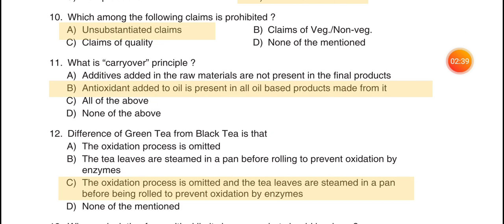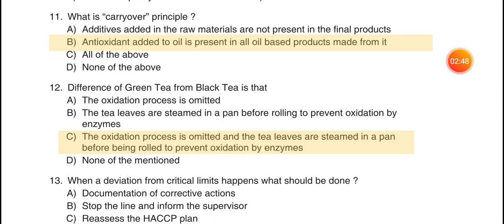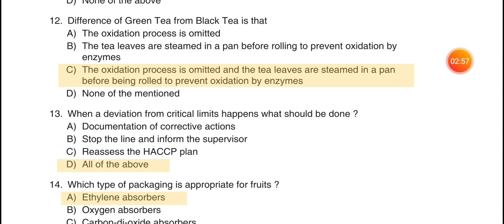10. Which among the following claims is prohibited? A. Unsubstantiated claims. 11. What is carry-over principle? B. Antioxidant added to oil is present in all oil-based product made from it. 12. The difference of green tea from black tea is that C. Oxidation processes is omitted and tea leaves are steamed in a pan before being rolled to prevent oxidation by enzymes.